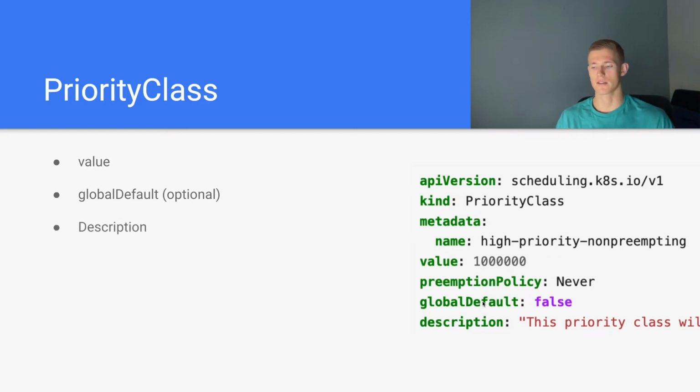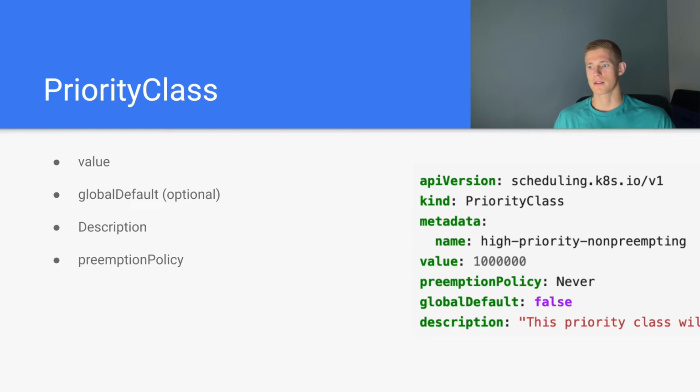Description obviously is just information about what the priority class is used for and whatever information you want to put in there for your fellow Kubernetes admins to be aware of what the purpose is.